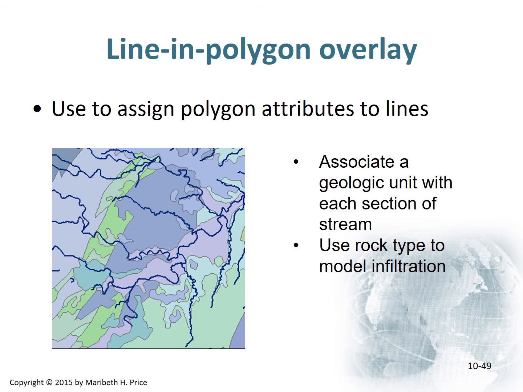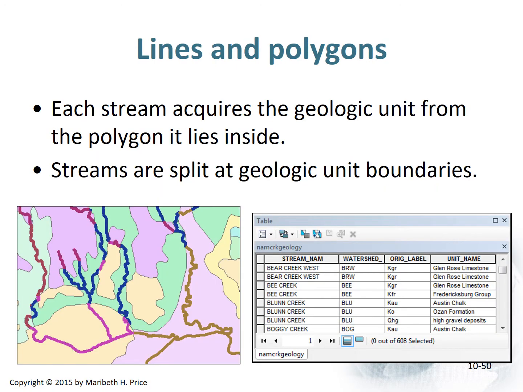Line in polygon overlay is used to assign polygon attributes to the various lines in each of the segments. So you can attach, for example, the geology to each part of the road or the stream. Lines and polygons: each stream acquires a geologic unit from the polygon that it lies inside of. Just kind of what I said in the previous slide.